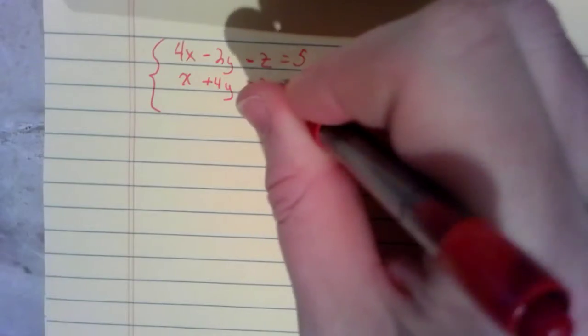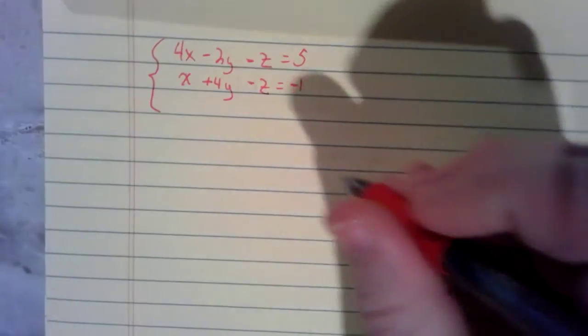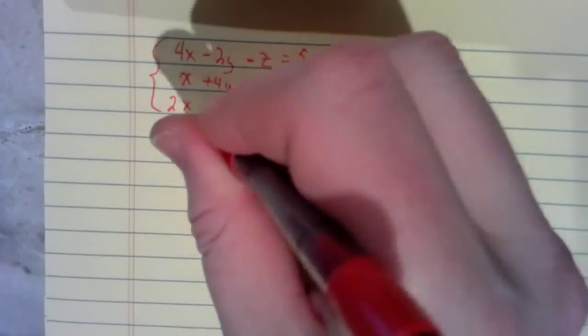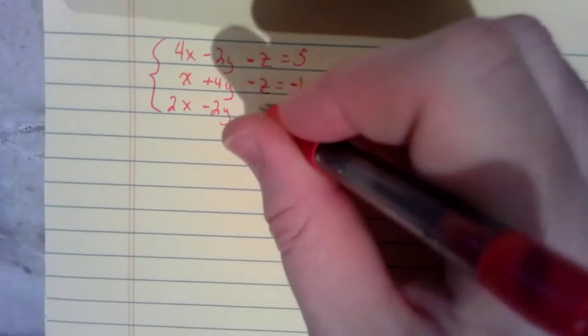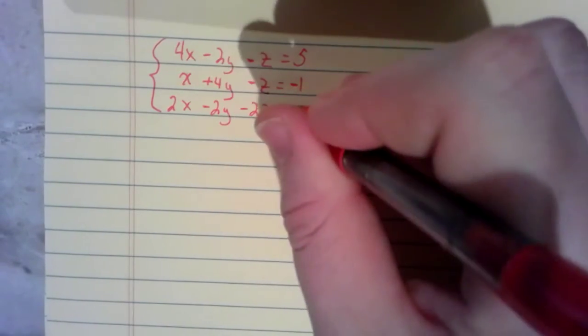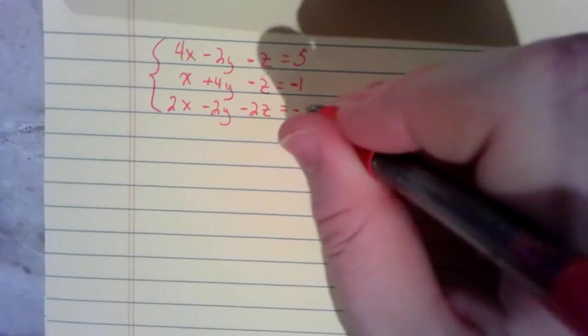All right. So here with elimination, we're now going to solve this system. So this system is 4x minus 2y minus z equals 5. x plus 4y minus z equals negative 1. And 2x minus 2y minus 2z equals negative 2.